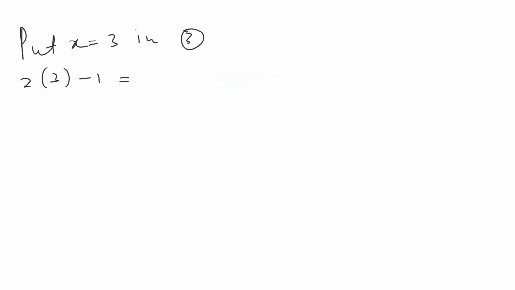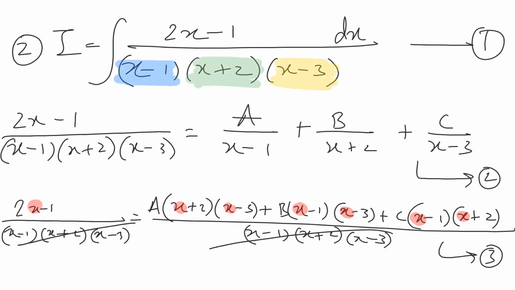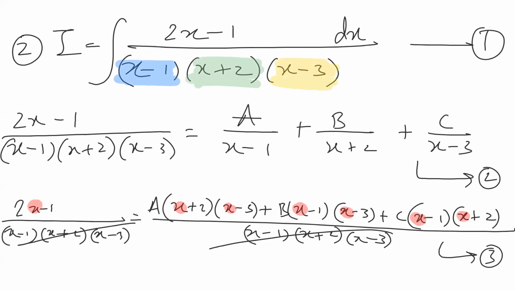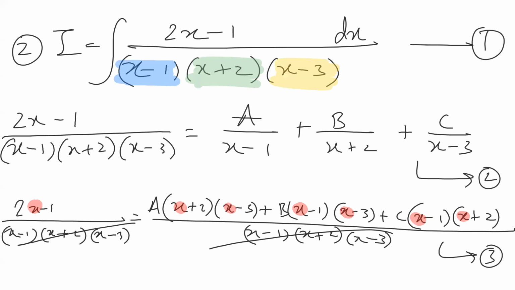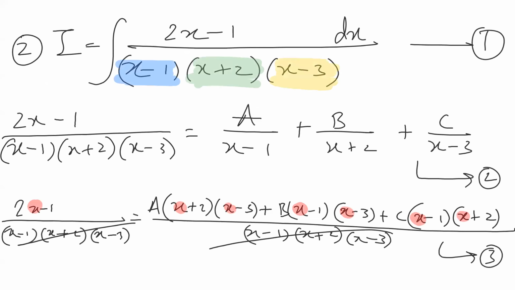Put x equal to 3 in equation number 3. So 2 into 3 minus 1 equals a into 3 plus 2 into 3 minus 3, plus b into 3 minus 1, 3 minus 3, plus c into 3 minus 1, 3 plus 2.